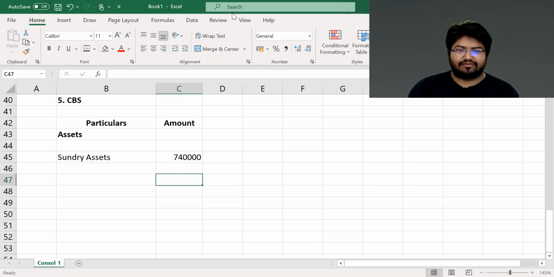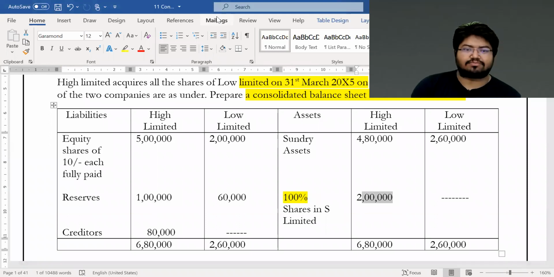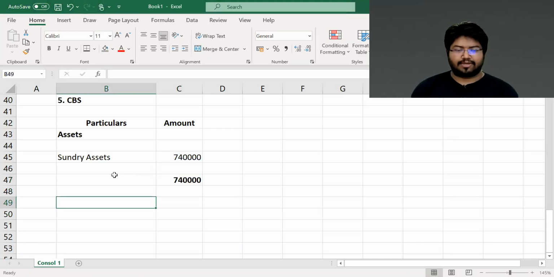You might ask, sir, will I not take investment in shares in child? We will not take because this is already considered and you have arrived at something called share of your capital profit. So this gets knocked off against these two numbers. Hence there would not be any investment in shares of child. So total is 7,40,000. That's it. Now coming down, you have equity and liabilities.